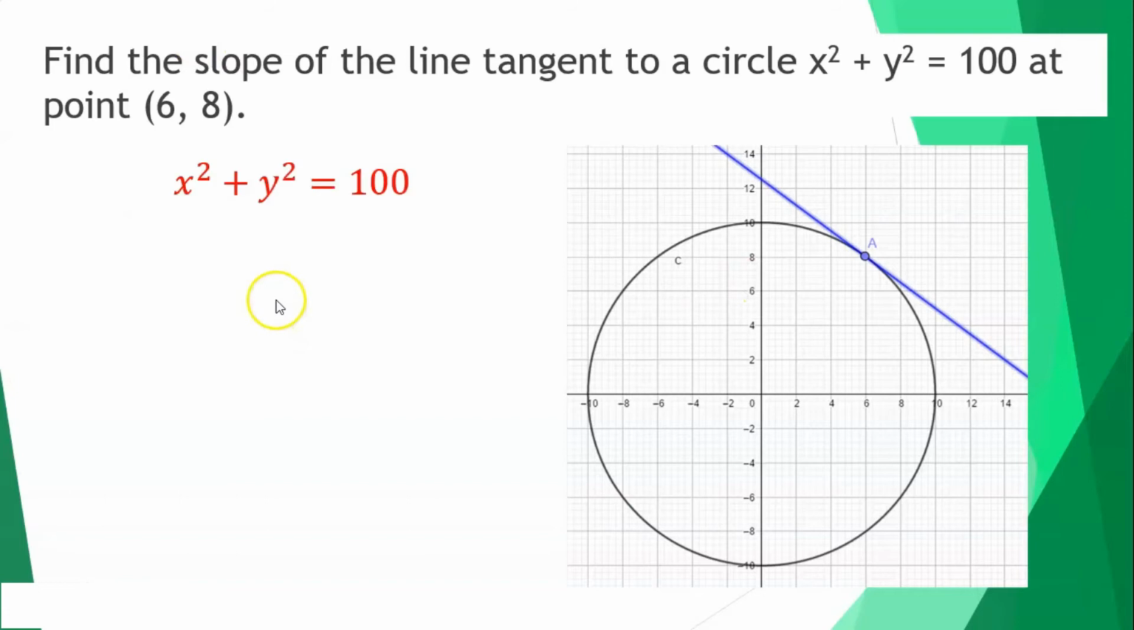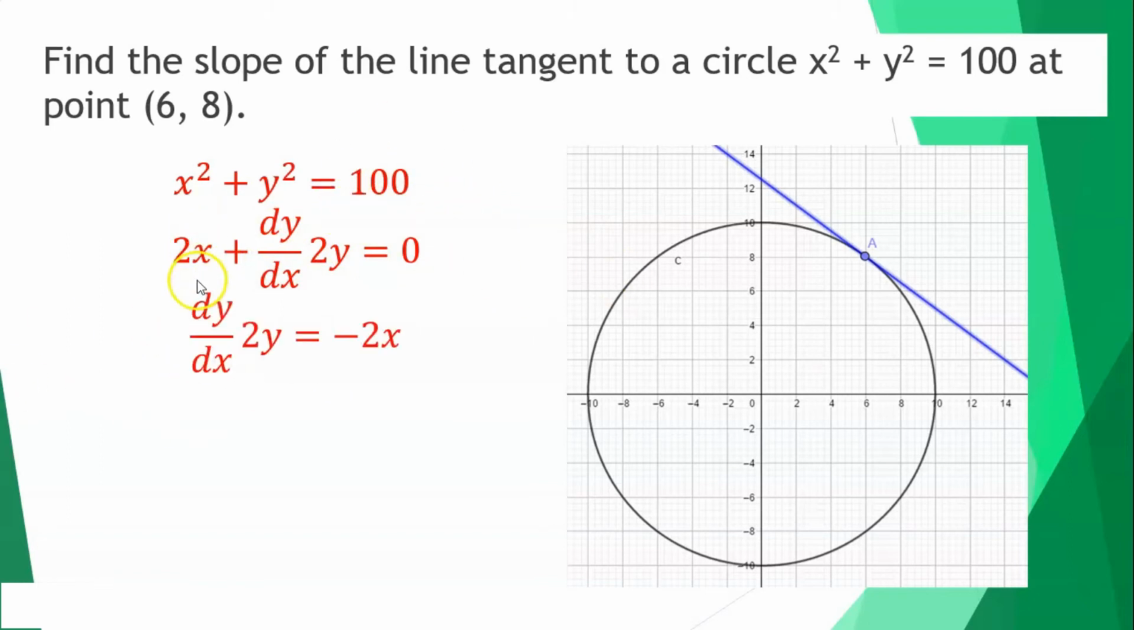Take note, you're given x squared plus y squared equals 100. So get the derivative of this. The derivative of x squared is 2x. The derivative of y squared is 2y dy/dx. And the derivative of 100 is 0. So transfer 2x to the other side and divide the entire equation by 2y. We will end up with dy/dx equal to negative x over y.